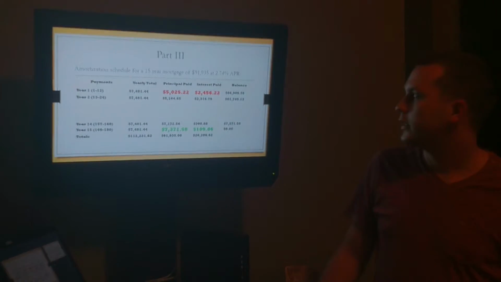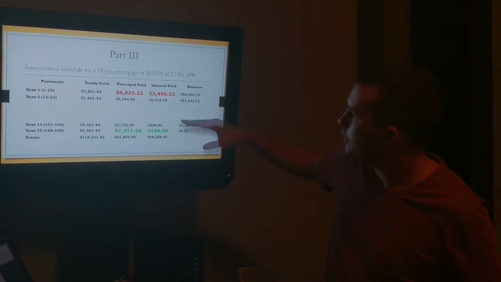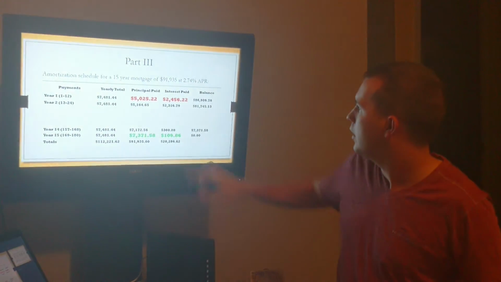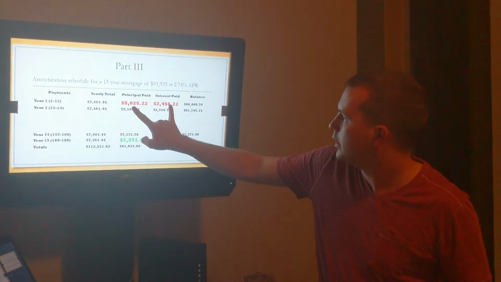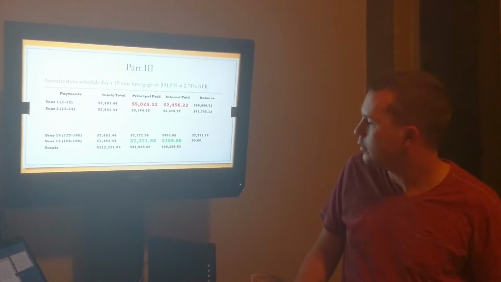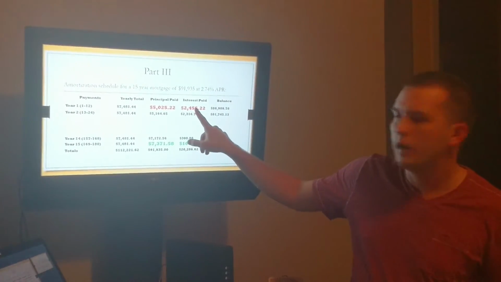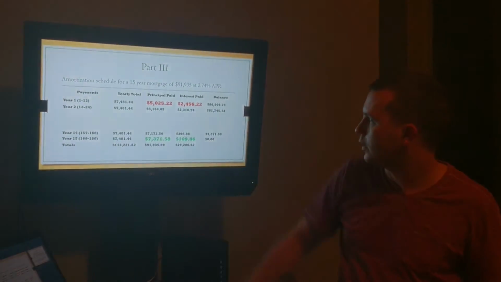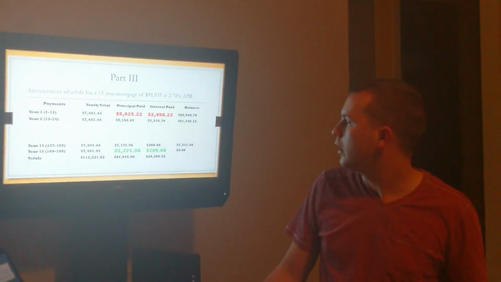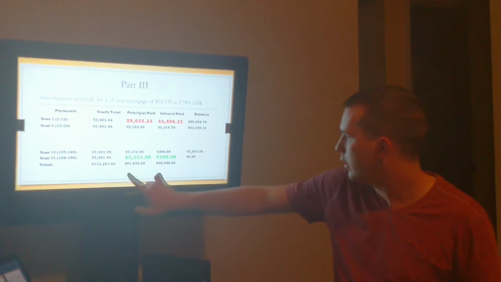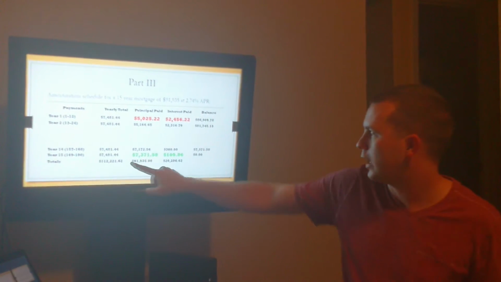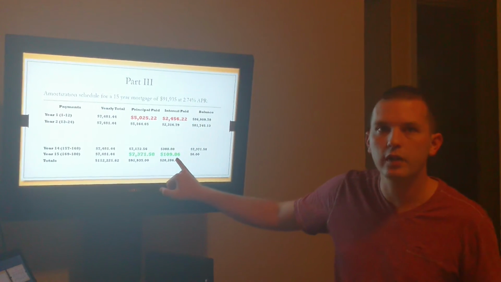Part 3, amortization schedule. I've eliminated most of the in-between years because for our purposes it really only matters the difference between principal and interest at the beginning and at the end. As you can see, for a 15-year mortgage, interest is about a third of the total payments for the year, and principal is about 2/3. But towards the end, in the last year, principal is almost the entire payment for that whole year, whereas the interest is very, very small.